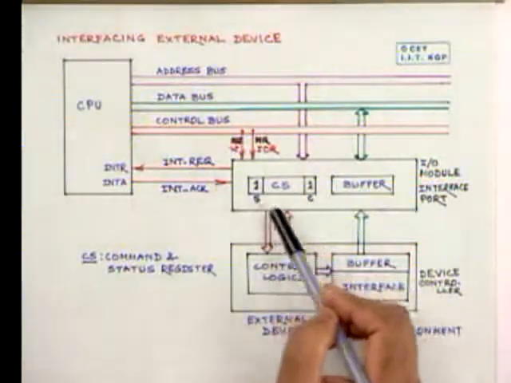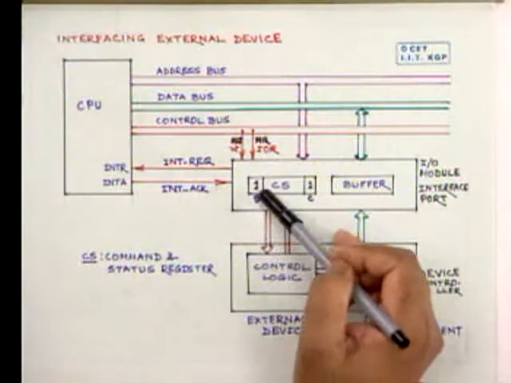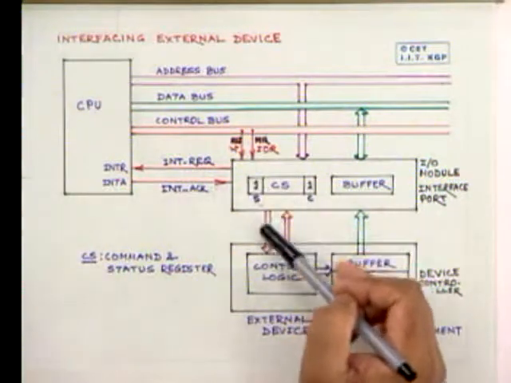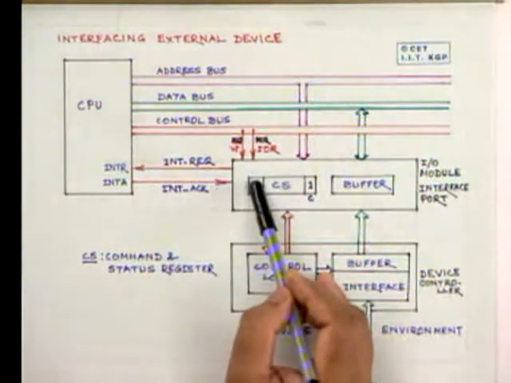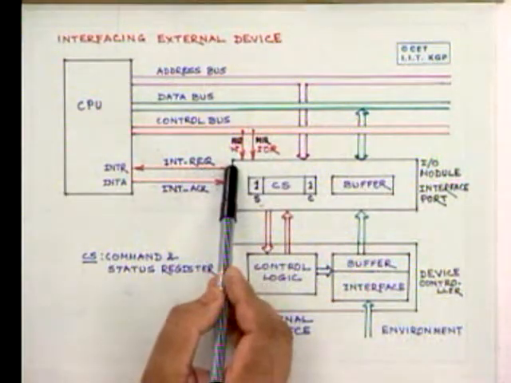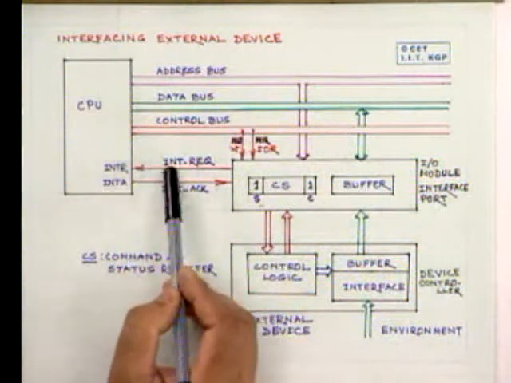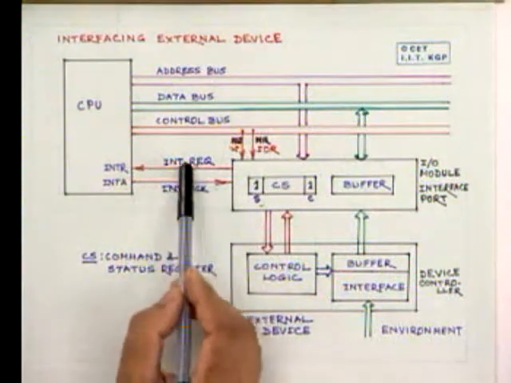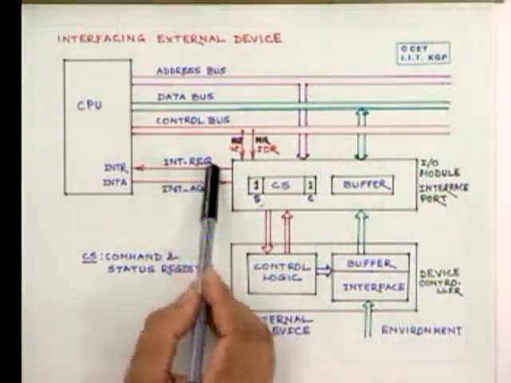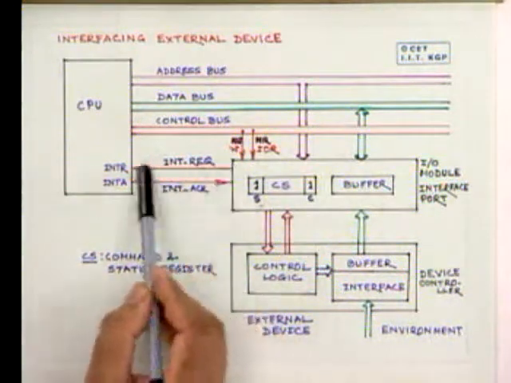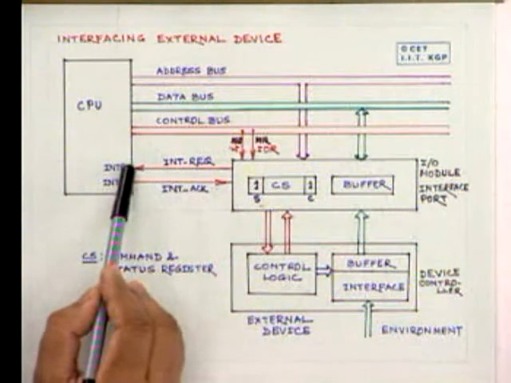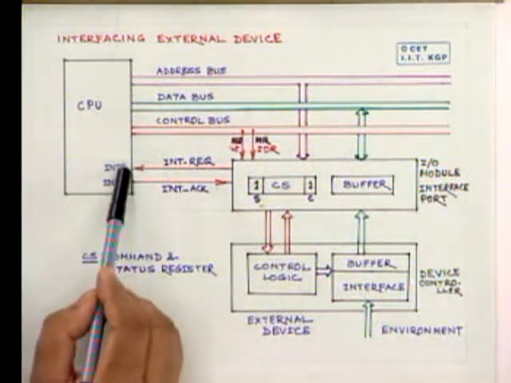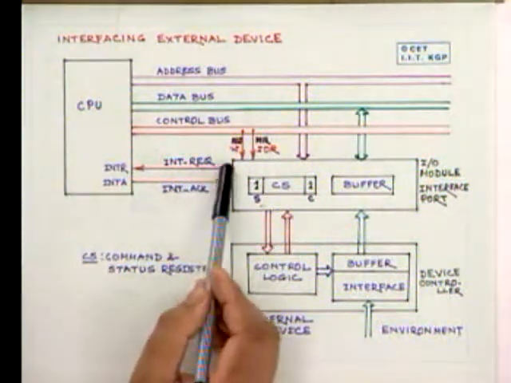Now, when the device tells that the status is 1, that means the job entrusted to the device is over, then a signal is sent to the CPU, which we call an interrupt request. A signal is sent to a particular input of the CPU, which we call INTR or interrupt, saying that the work is over.